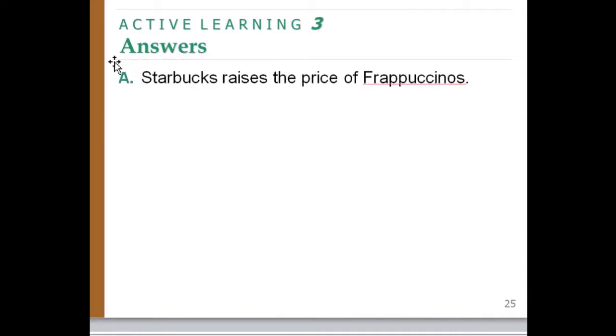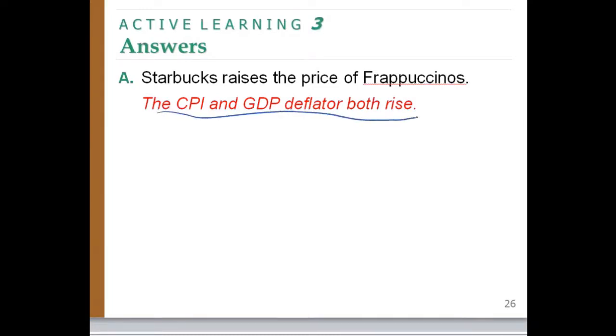For scenario A, when Starbucks raises the price of frappuccino, both the CPI and GDP deflator are going to include that. It is something that is produced in this country and is part of the CPI measure under food or consumption, something like that.